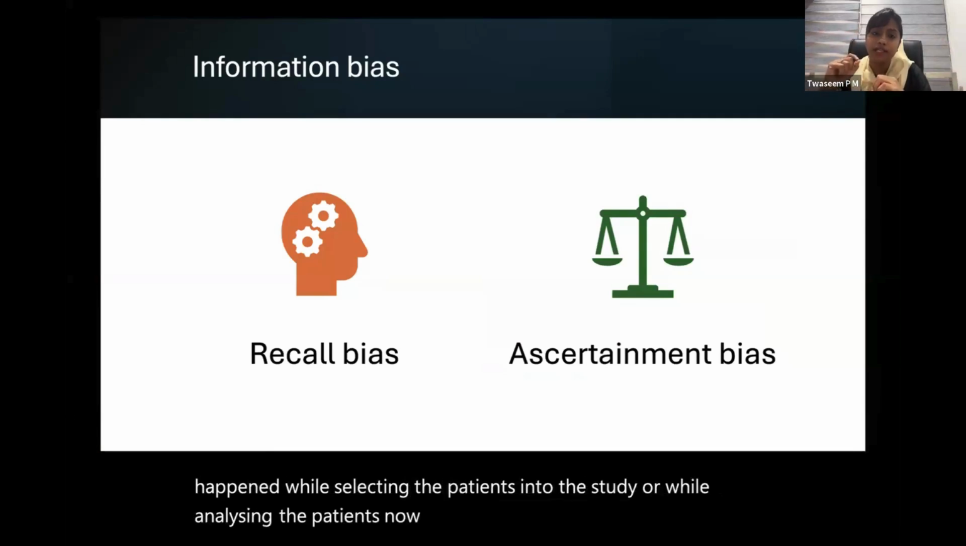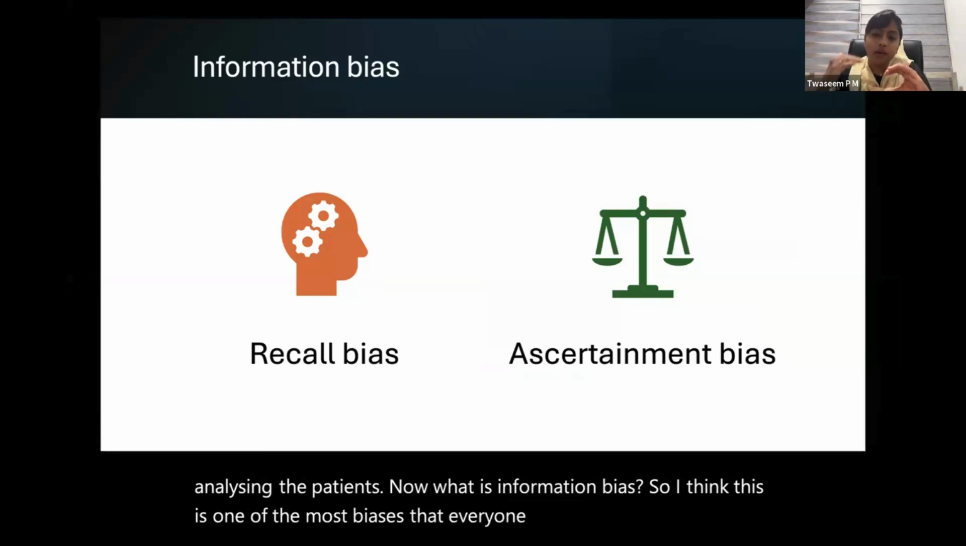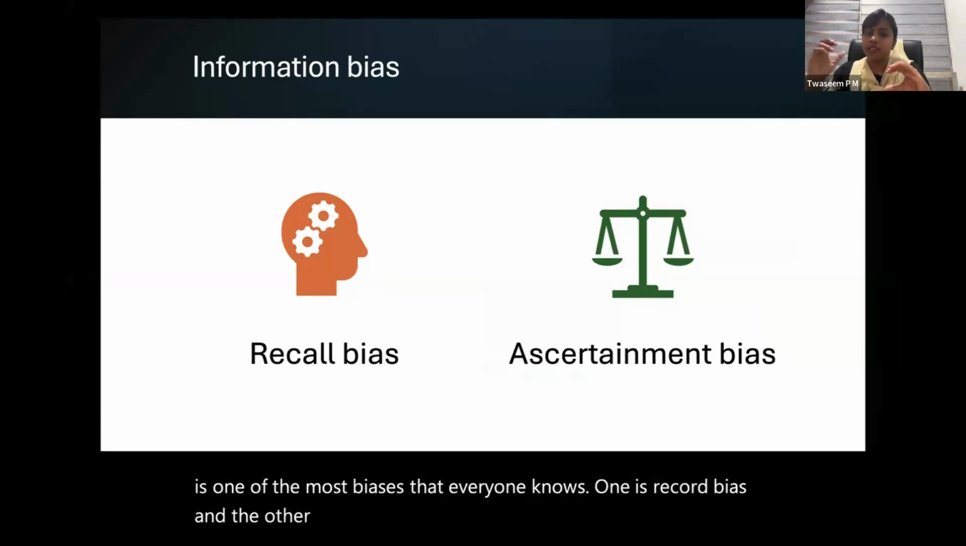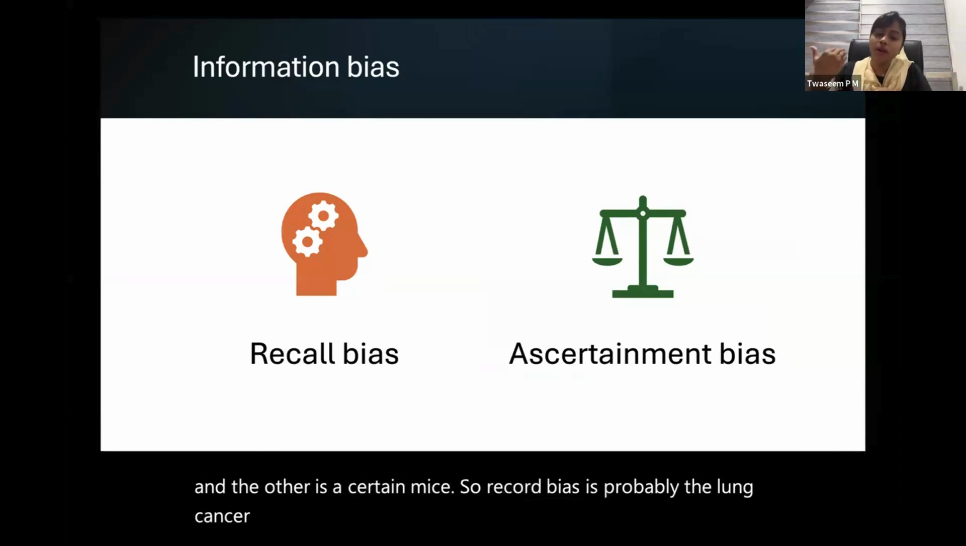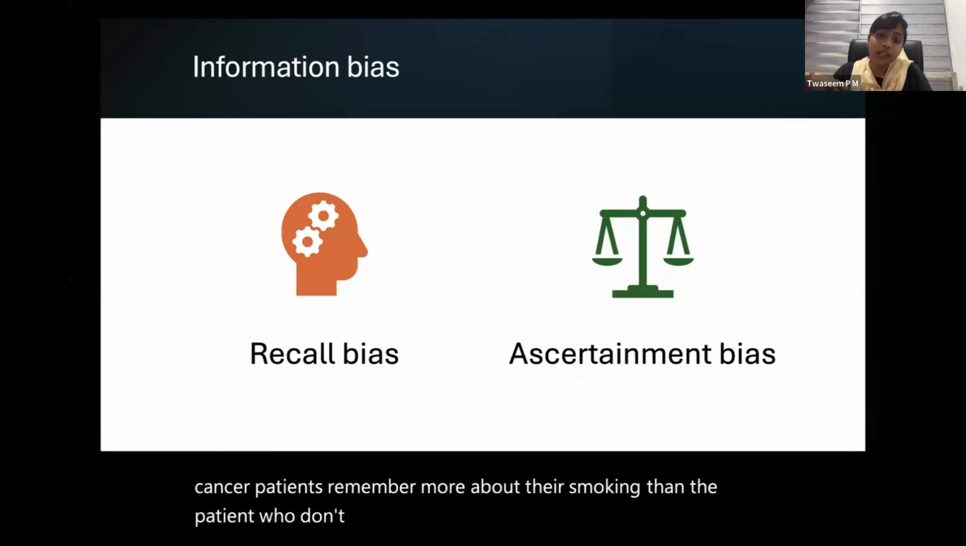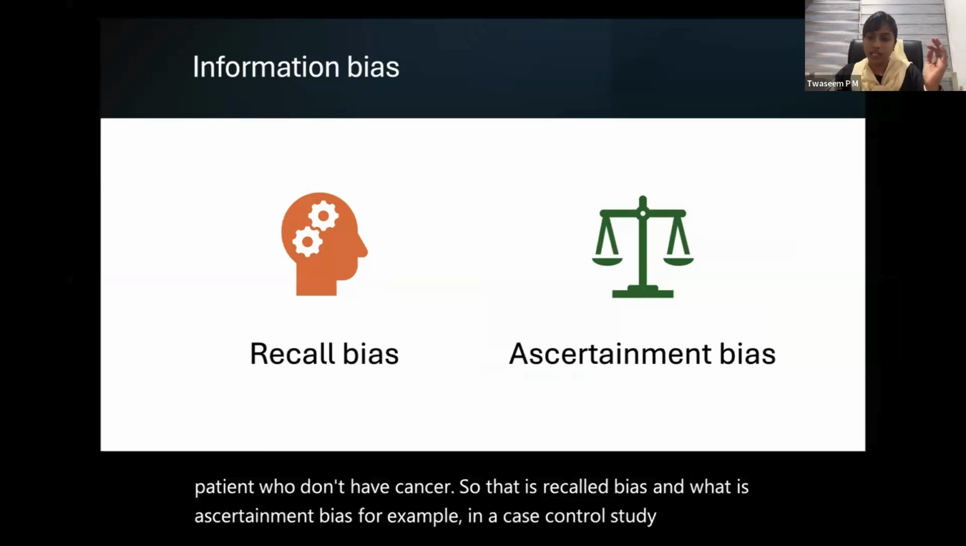Now, what is information bias? I think this is one of the biases that everyone knows. One is recall bias and the other is ascertainment bias. Recall bias is when lung cancer patients remember more about their smoking than patients who don't have cancer. So that is recall bias. And what is ascertainment bias? For example, in a case control study, I know that smoking causes lung cancer.